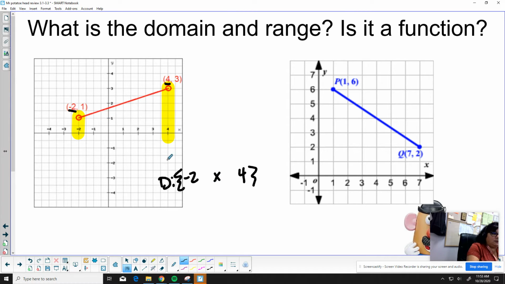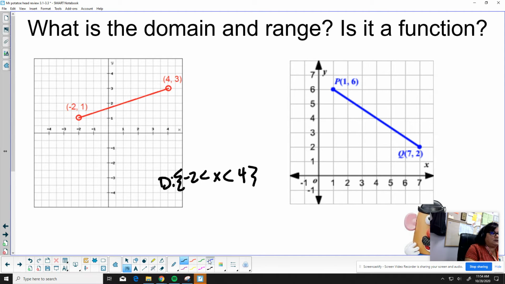And see how these are open circles? This would be less than for both. Okay, the less than and the less than show that it's between. So this says between -2 and 4, but not including them. So if I do the range, I do the same thing. I just do it for the Y instead of the X.